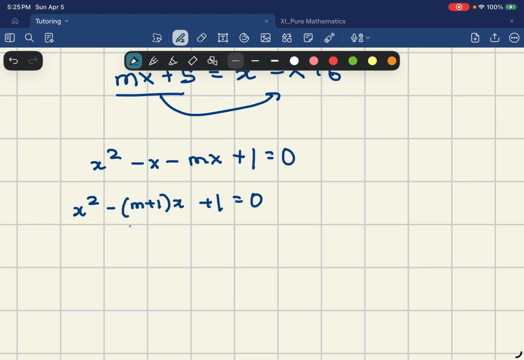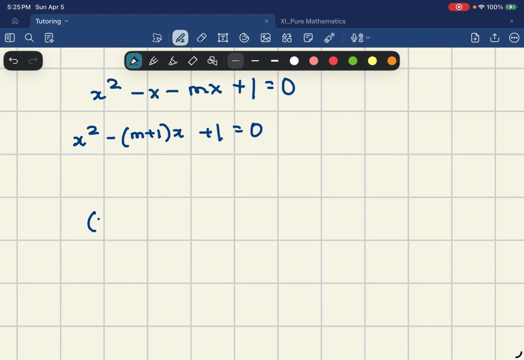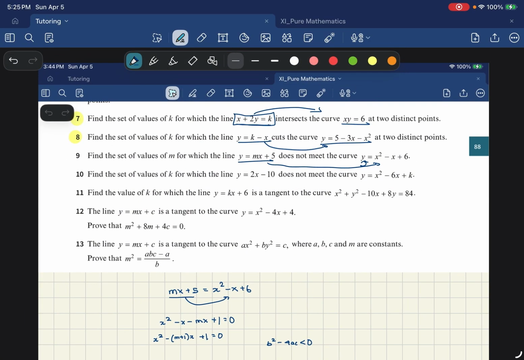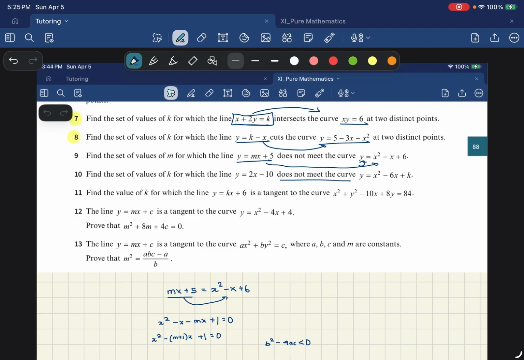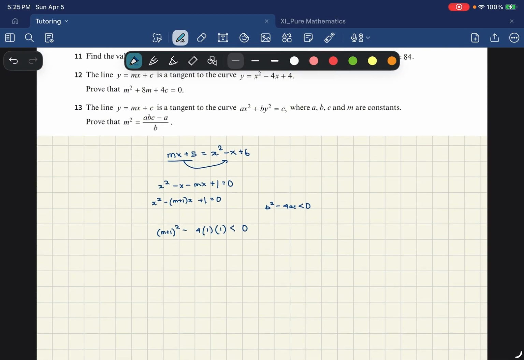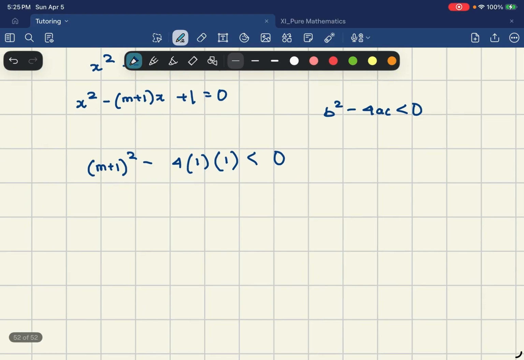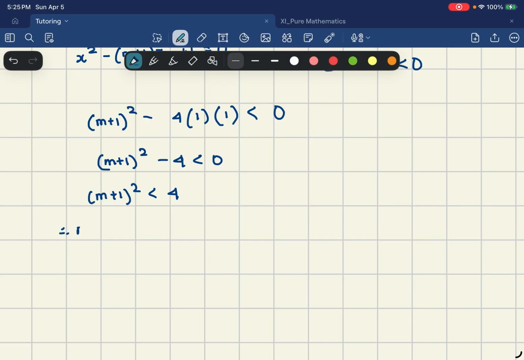So I just factor out a negative 1 and then x here. So it should be the same expression as the above one. And now b squared, m plus 1 squared, minus 4, where a is 1 and c is 1, your discriminant must be negative. If you do not want a solution, if you do not want your curves to meet, then you basically want your discriminant to be negative, right? So m plus 1 squared minus 4 must be less than 0. m plus 1 squared must be less than 4. Therefore, m plus 1 can be less than 2.